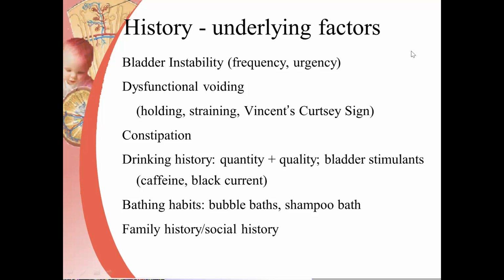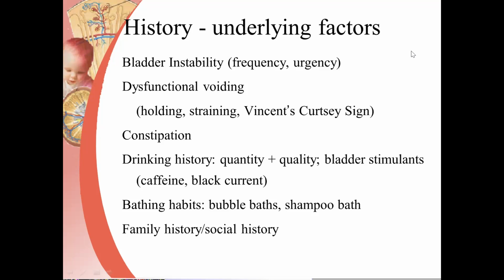One has to go into the details of the features of bladder instability in the form of frequency, urgency. Bladder instability means the bladder keeps on contracting during storage. During storage, the bladder is supposed to be quiet. Whereas if it starts contracting, that's called detrusor overactivity or unstable contractions, and they can present in the form of frequency, urgency, and small frequent voids.